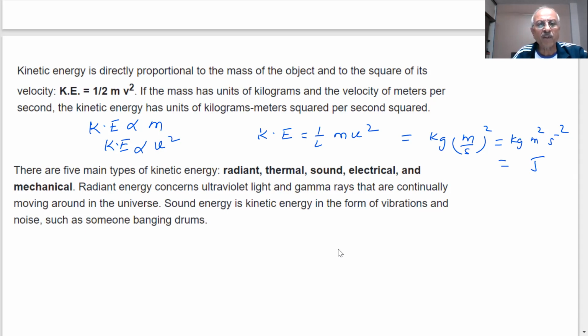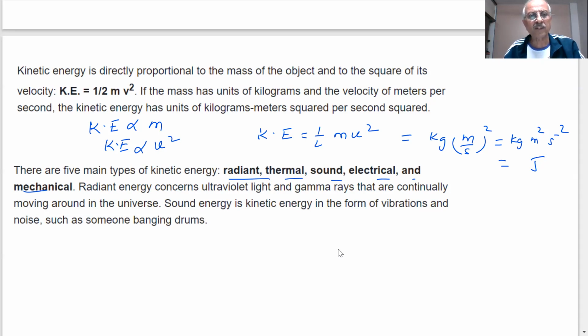There are 5 main types of kinetic energy: radiant, thermal, sound, electrical, and mechanical. Take sound: when I am speaking, you are able to listen to me. What is sound? There are disturbances, vibrations, students, which are moving. Your devices are emitting vibrations that reach the drum of your ear. So particles are moving.